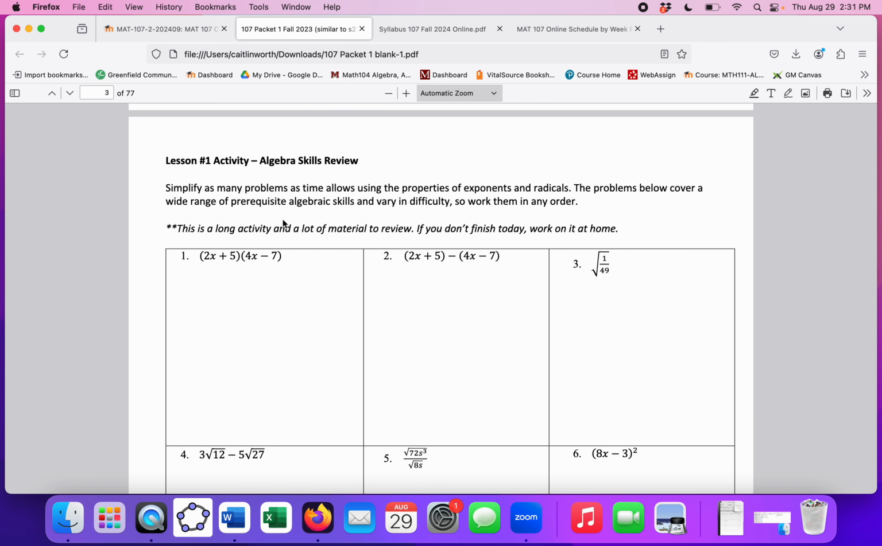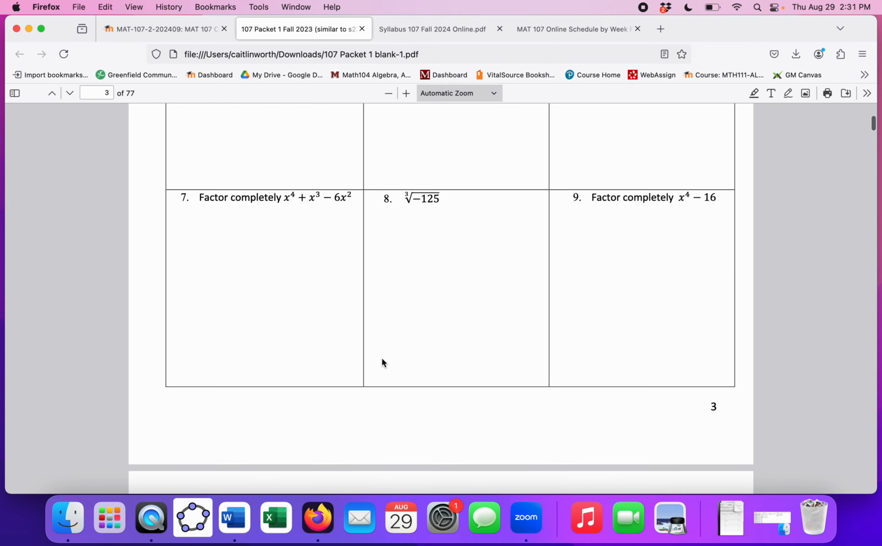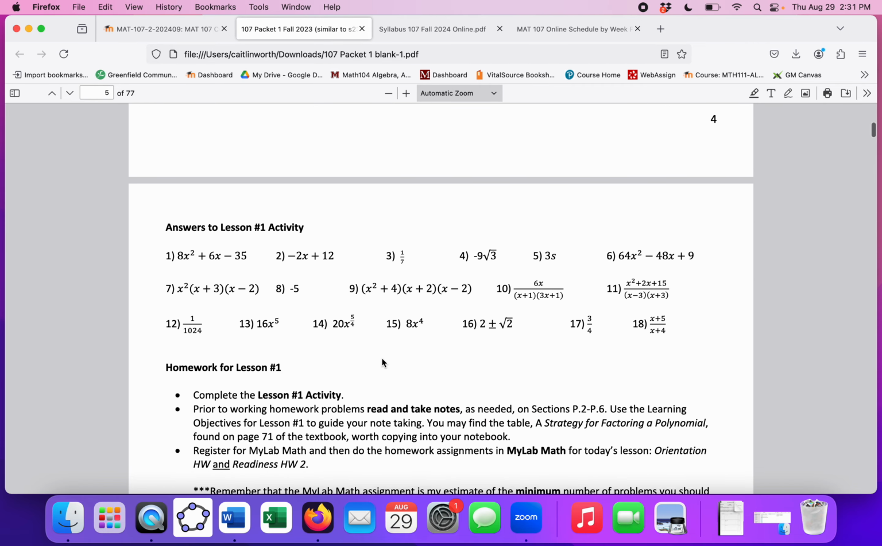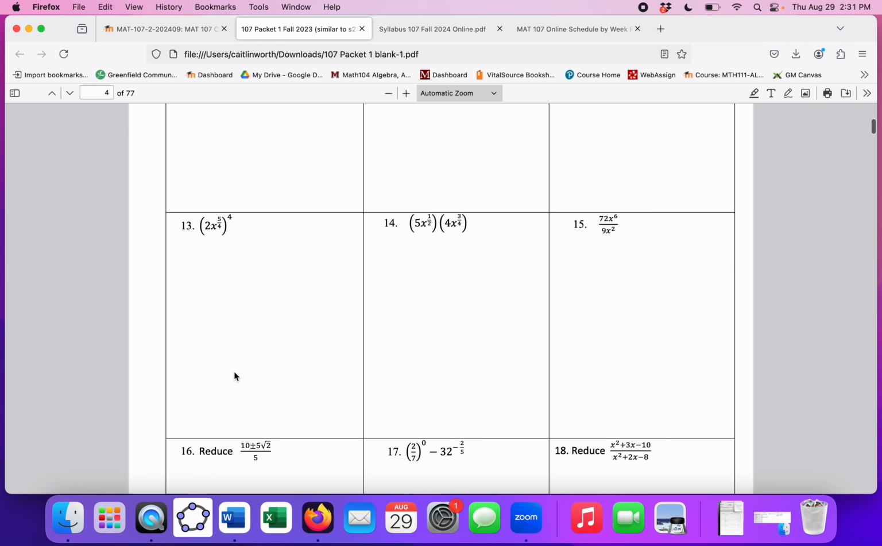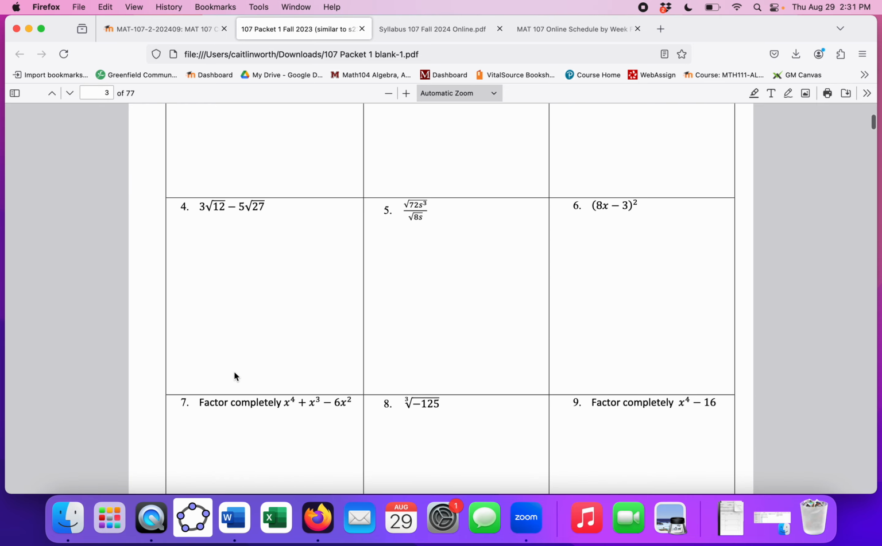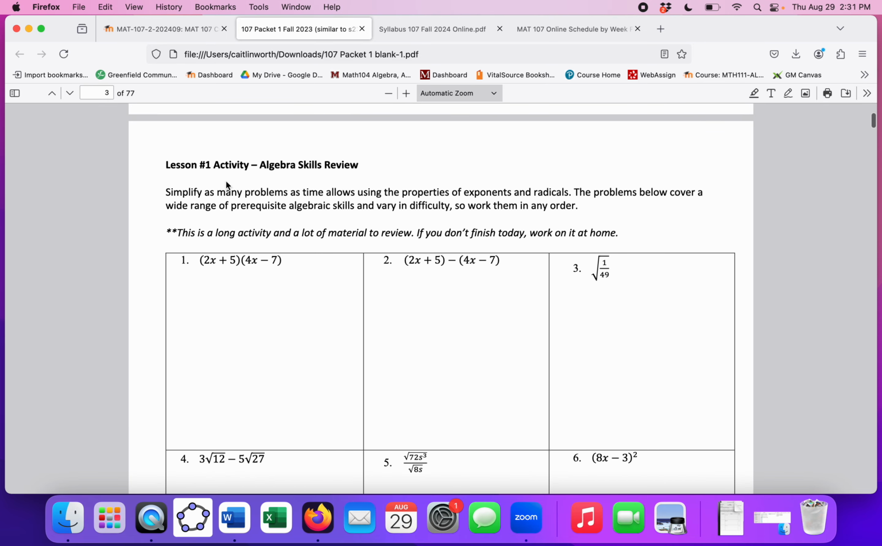So the activity you should try to do without any help. You should just sit down, try to work through the problems in the activity. Check your answers as you go. The answers are at the end of the activity. Okay. And if there's one that you just can't get, you keep getting the wrong answer, you have no idea what to do, there's a video for the activities as well. So you can go watch all or part of the activity video as needed.